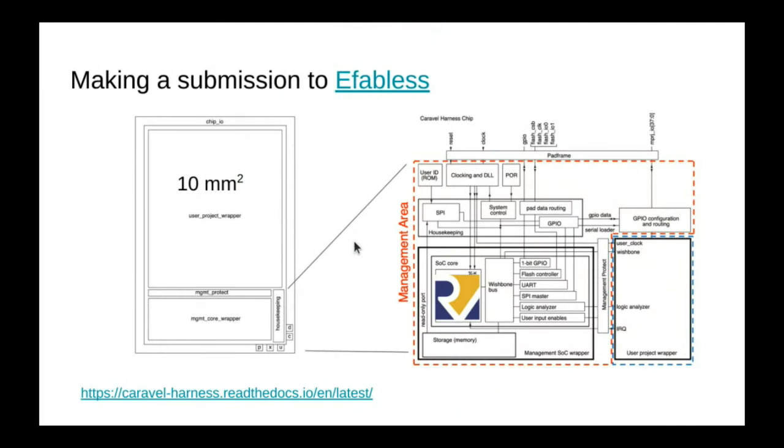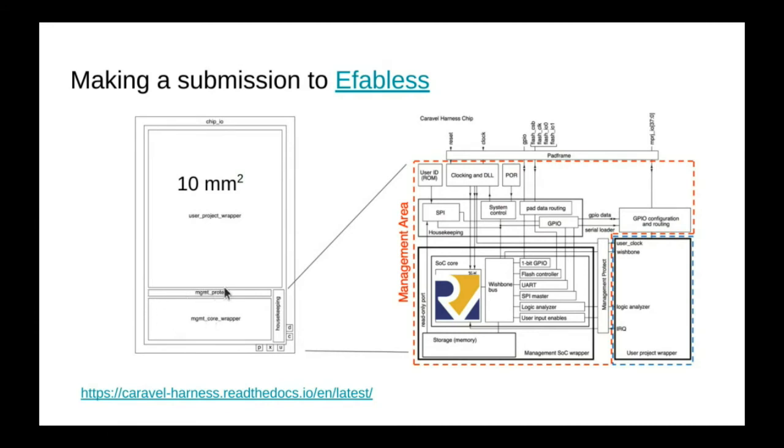So how do you make a submission to EFabless? You've got that design now, where does it go? The way the chip is divided up, we've got this 10 square millimeters of user project area, and our design can go in there. You see how small that design was. That was 140 microns, so it would be a very tiny square down here.